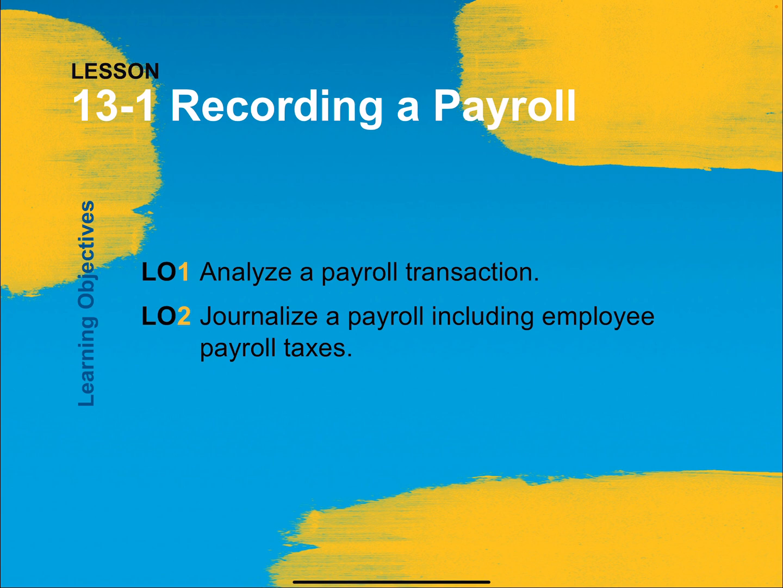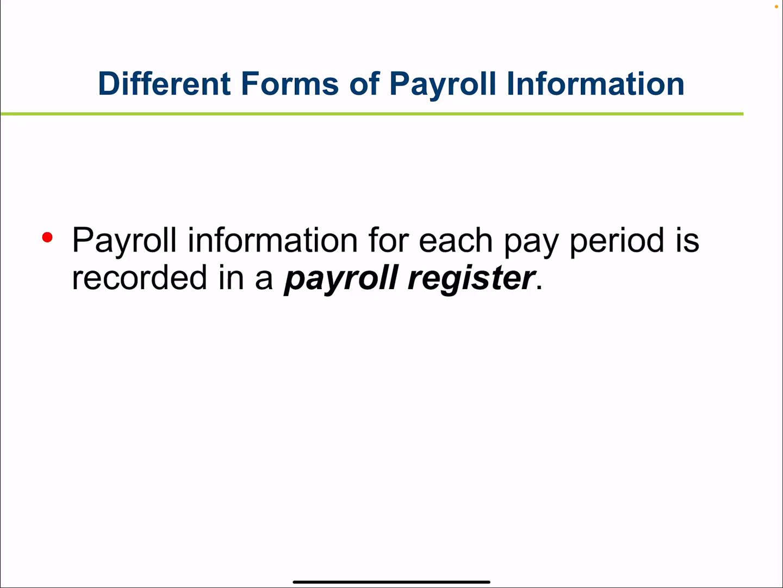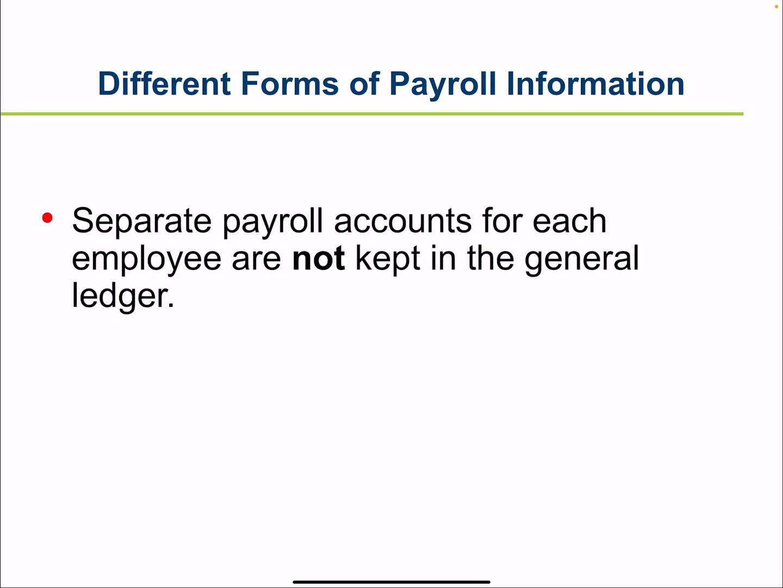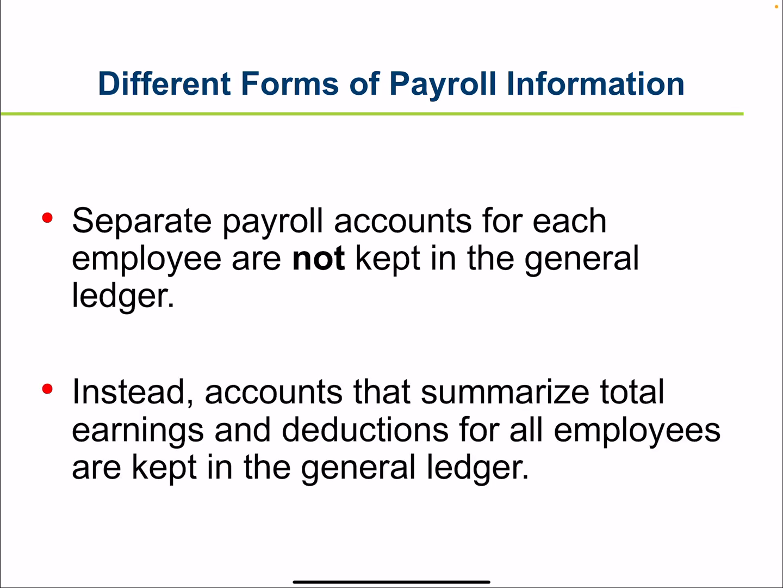So we're going to analyze the payroll transactions and journalize a payroll, including employee payroll taxes. Payroll information for each pay period is recorded in your payroll register, and that's what we did last chapter. Each pay period, payroll information is also recorded on the employee's earning records. So again, we're going to record the entire payroll on the payroll register, and then we separate them into our employee's earning record. Separate payroll accounts for each employee are not kept in the general ledger.